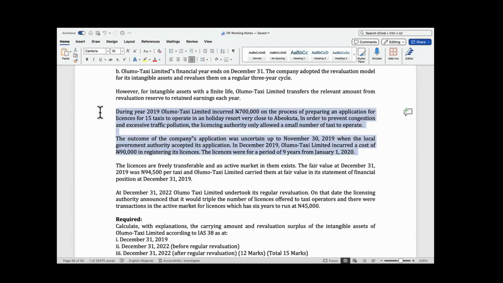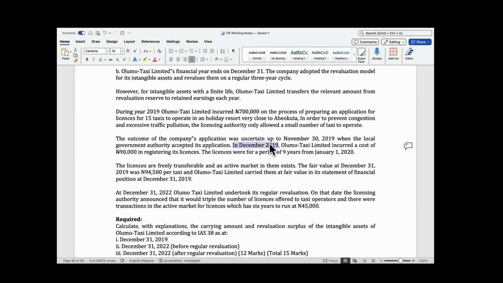So for this paragraph alone, one, this 700,000 will be expensed. Somebody got this right. Most of you got it wrong. You're capitalizing the 700. You cannot capitalize 700 because it doesn't have regulatory approval. At the time he incurred it, he wasn't sure until November. So any cost incurred prior to this date will be expensed. So this 700,000 is definitely going to be expensed.